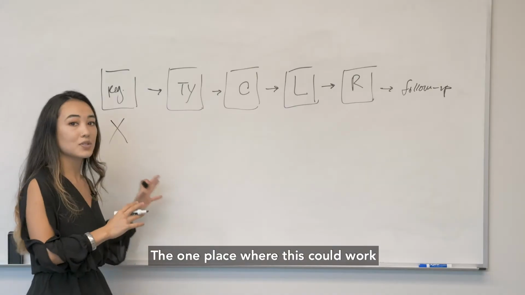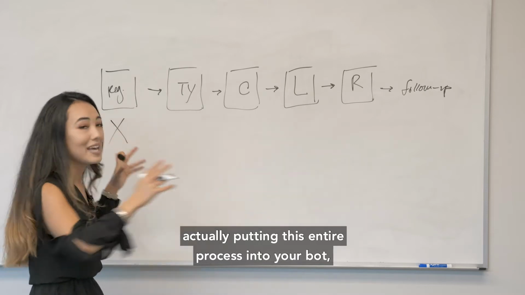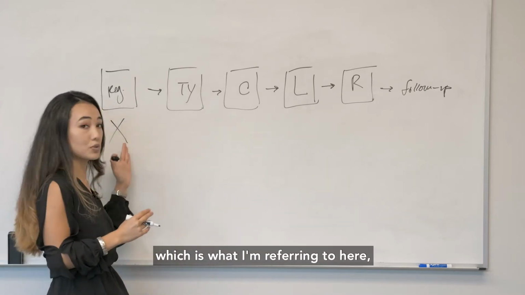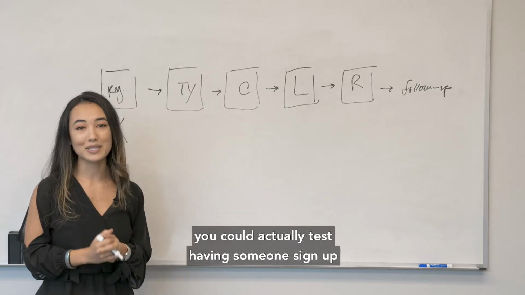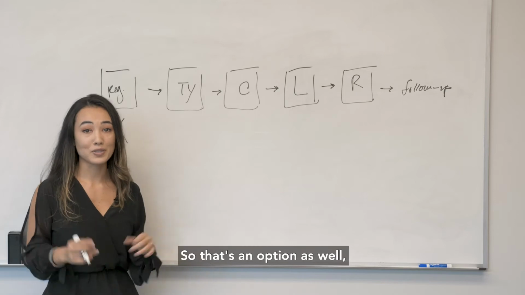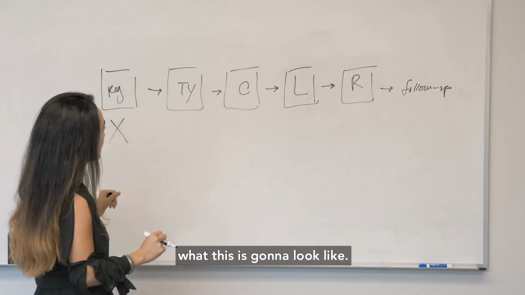The one place where this could work is if you were to split test actually putting this entire process into your bot. So instead of having someone sign up on a landing page, which is what I'm referring to here, you could actually test having someone sign up for the webinar, choosing their date and time inside of a chatbot. So that's an option as well, but I'm not going to go too deep into that. I just want to talk about overall what this is going to look like.